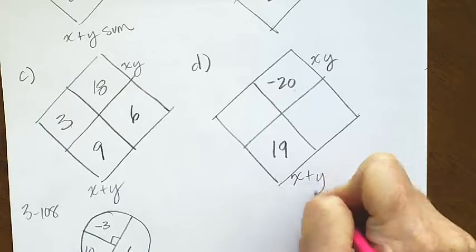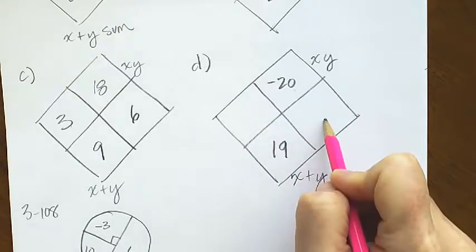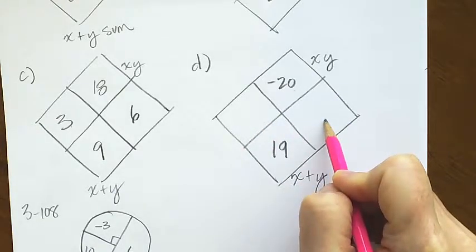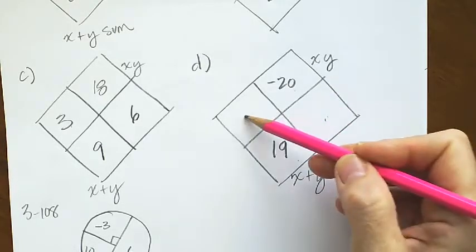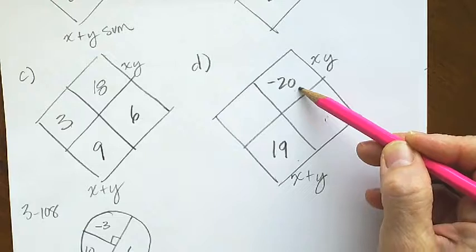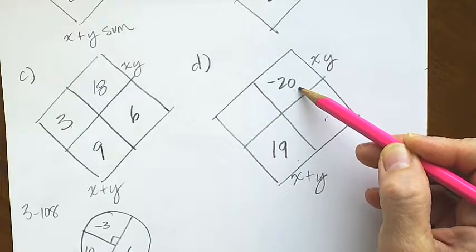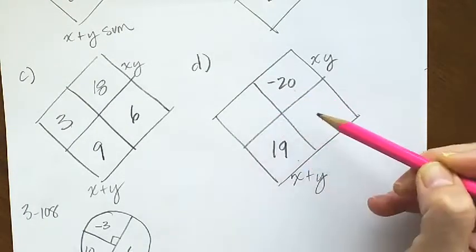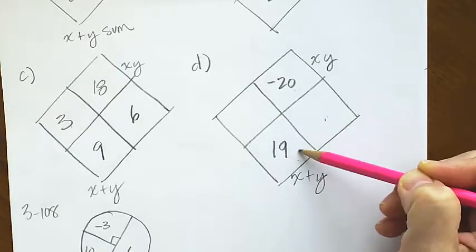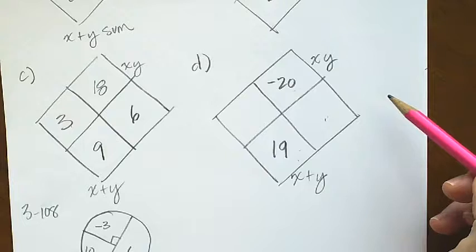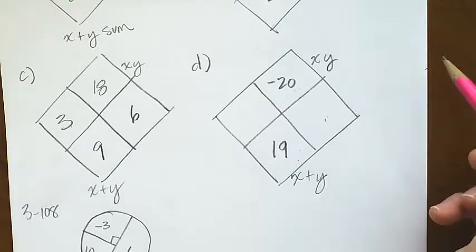Okay, this is my product. This is my sum. So what can I multiply to get negative 20, but when I add, I get 19? Now, a lot of people are going to say, oh, 4 times 5 is 20. That's true, and one of those would have to be negative, but is there any way to add a 4 and 5 together and get 19? So it's not 4 and 5.